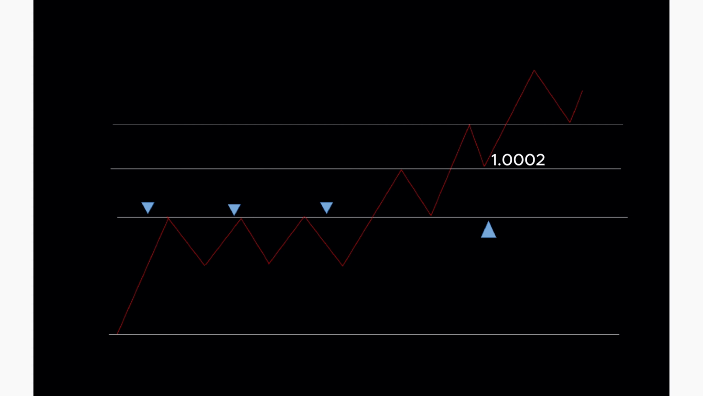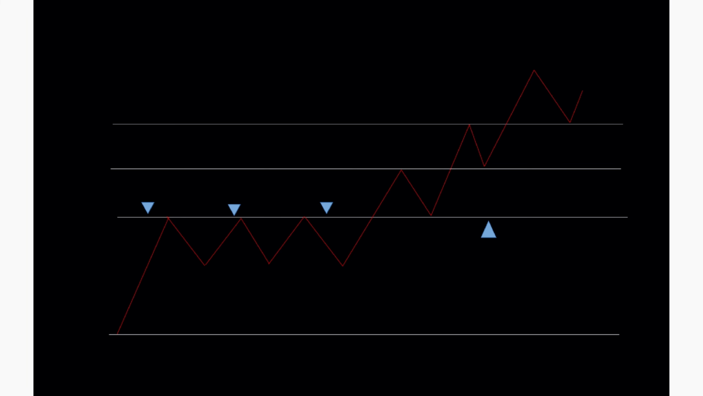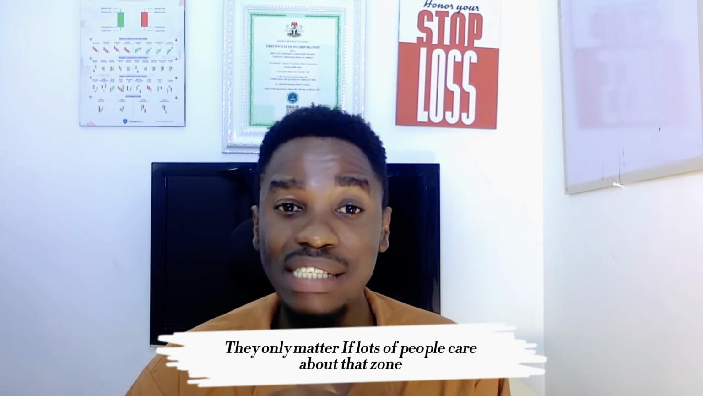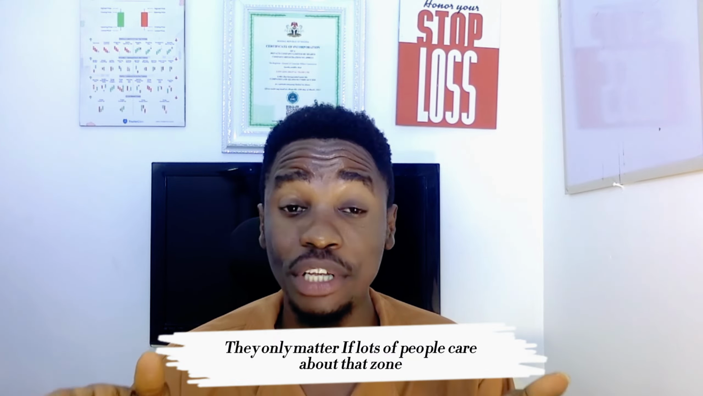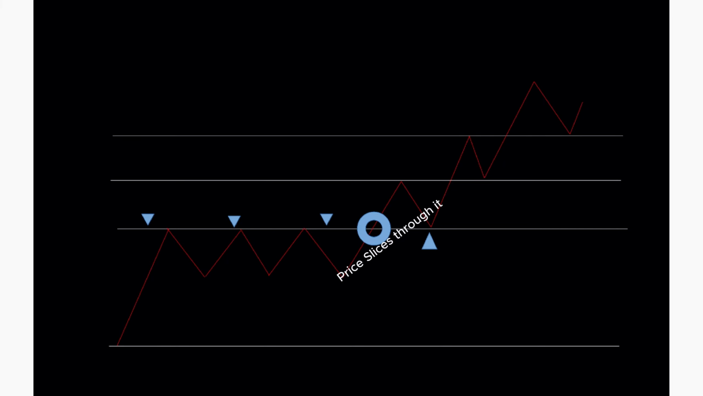The mistake most traders make is treating support and resistance like exact prices, like saying I will buy when price gets to 1.002 and all that. But price doesn't care about your numbers. It doesn't care if you're buying or selling at 1.000. Support and resistance are zones and not lines. The only thing that matters is whether lots of people care about that zone. If traders don't care about that zone, price just slices through it as if it's not even there.